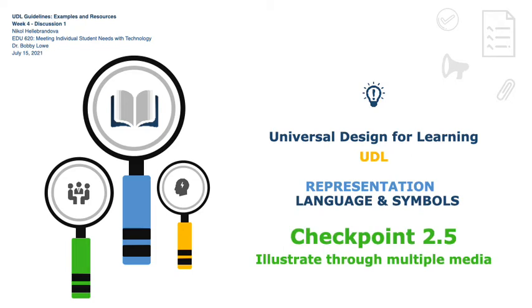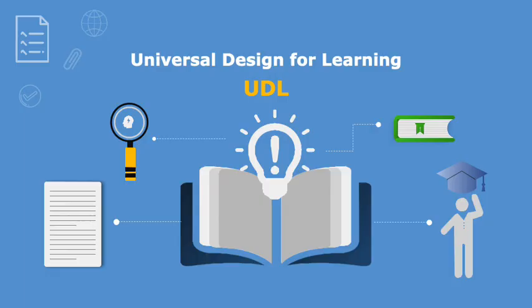Welcome to my presentation. My topic is the multiple means of representation, and I'll talk about checkpoint number 2.5, illustrate through multiple media under the guideline of language and symbols. The goal of the universal design for learning is to optimize learning for all learners regardless of their abilities and backgrounds, to allow them to become purposeful, motivated, resourceful, knowledgeable, strategic, and goal-directed learners.